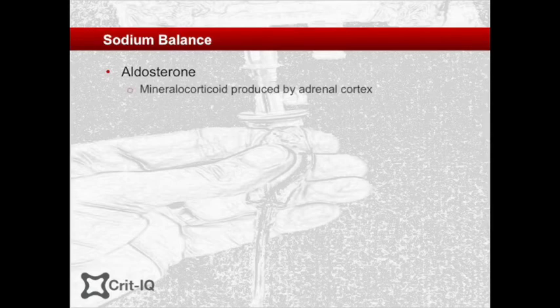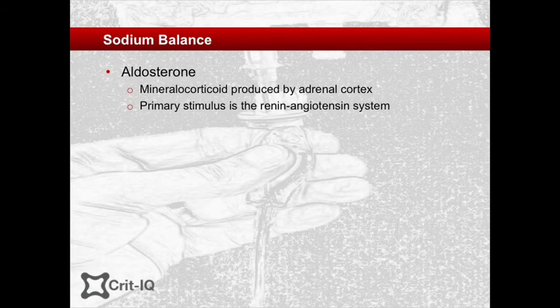Aldosterone is a mineralocorticoid produced by the adrenal cortex. Its primary function is to increase sodium reabsorption in distal tubules and cortical collecting ducts. The most important controlling factor is circulating levels of angiotensin II, and this in turn is controlled by the release of renin in response to stimuli such as low glomerular filtration.